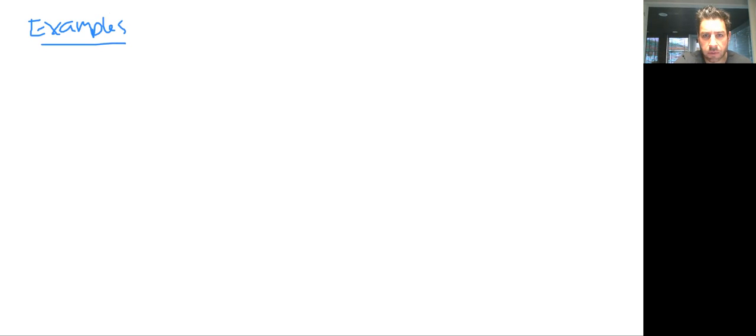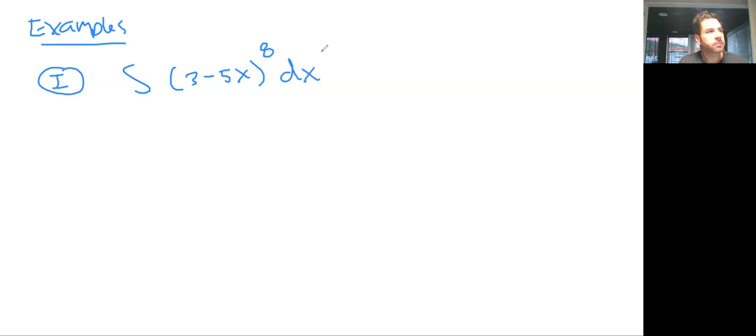Please, as always, if you have any questions, I know you guys are very shy on this Zoom stuff, but please feel free to stop me at any time. So let's start with one that's very basic. So I want to compute this integral.